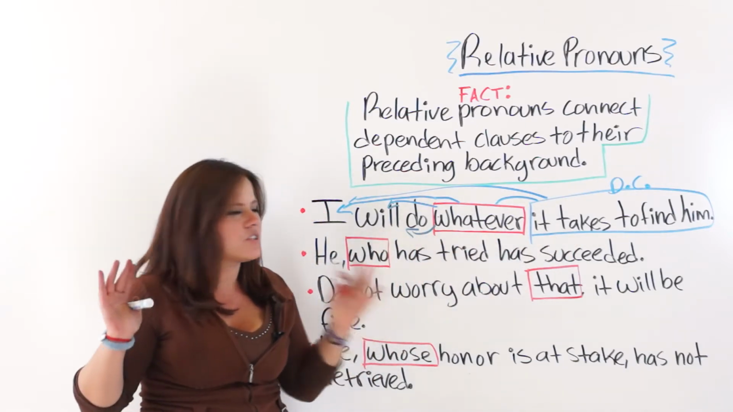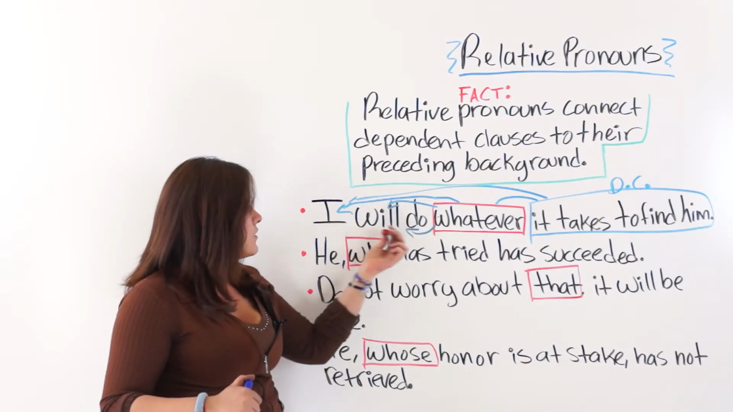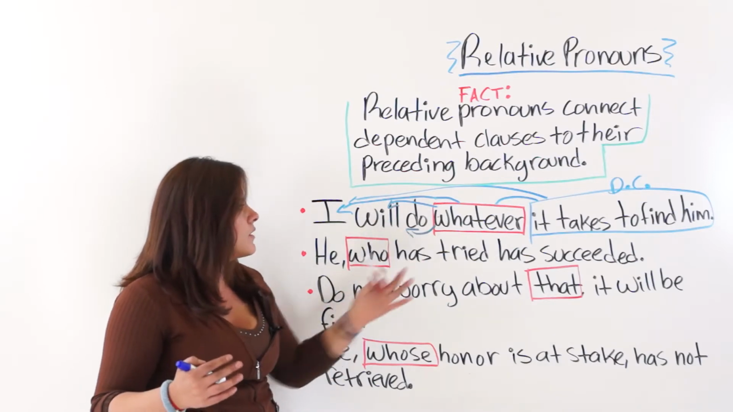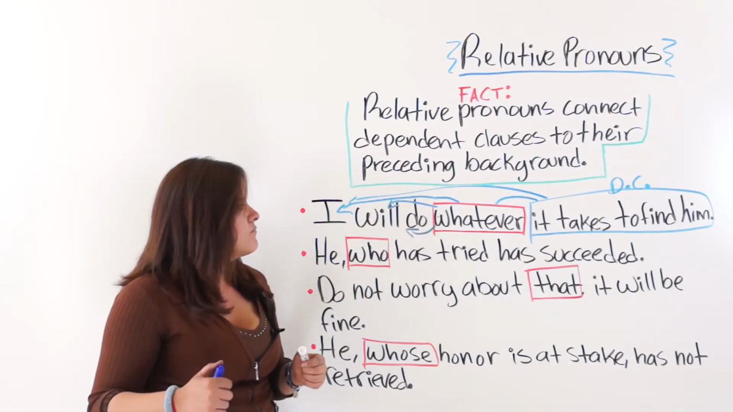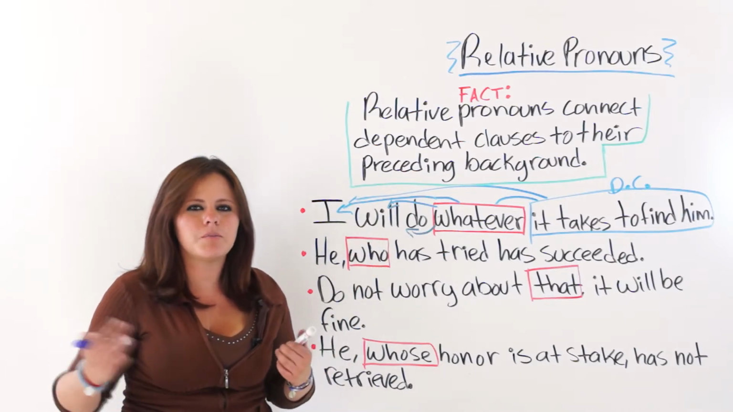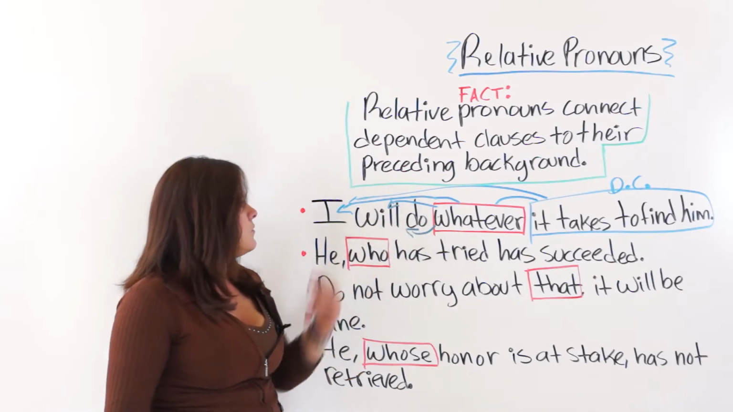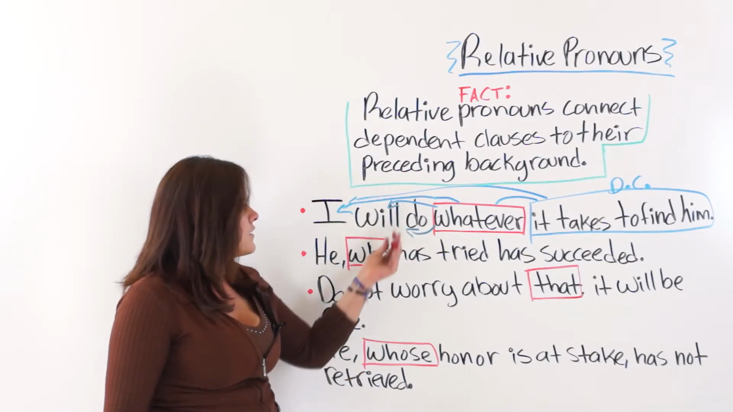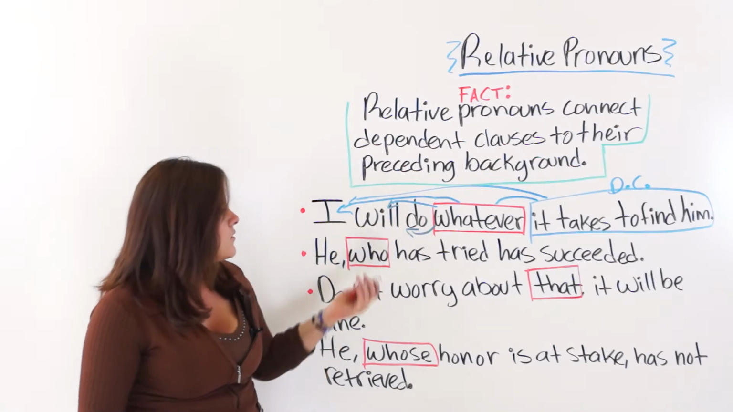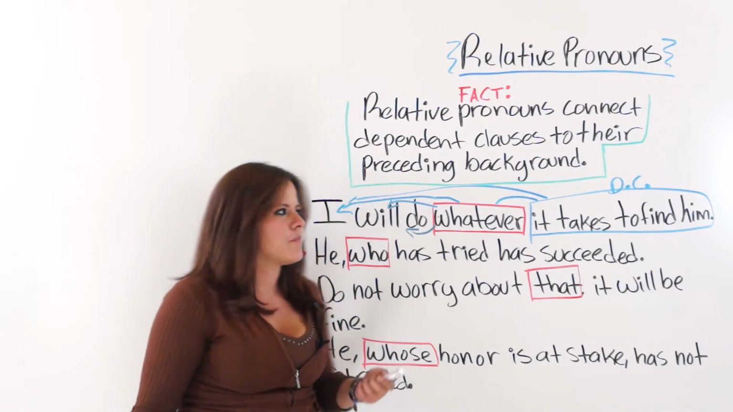I will do whatever it takes to find him. Because as you can see, this here is not an independent clause itself. I will do whatever. To have an independent clause, it must have a predicate and it must have a subject. I will do has a subject, but it has no predicate. Do whatever it takes to find him makes more sense.